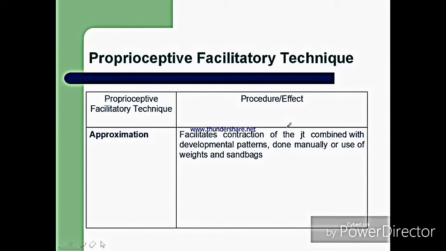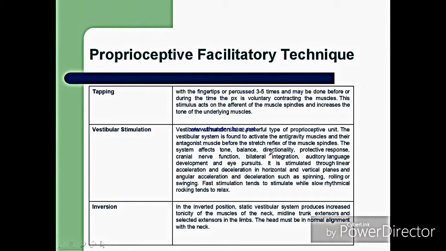Then heavy joint compression. This is hypothesized to facilitate co-contraction of muscles around the joint. Heavy compression refers to resistance greater than the body weight. This activates high threshold joint receptors. Then similarly, tapping can be done on the tendon or belly of the muscle.